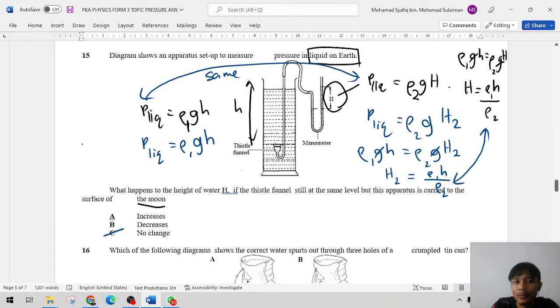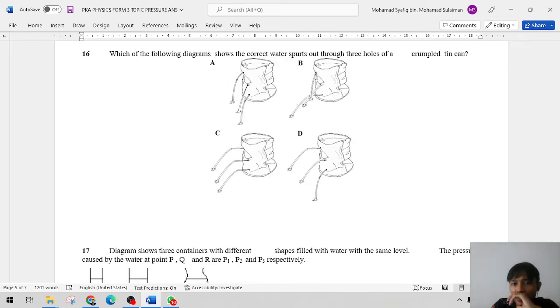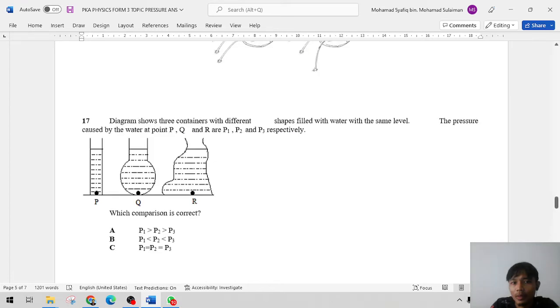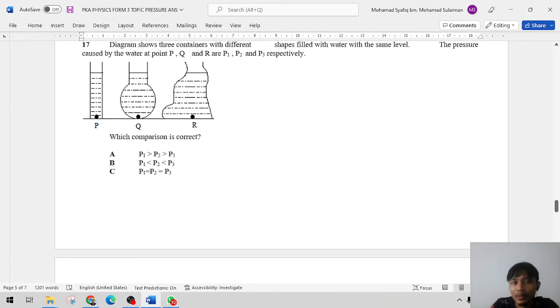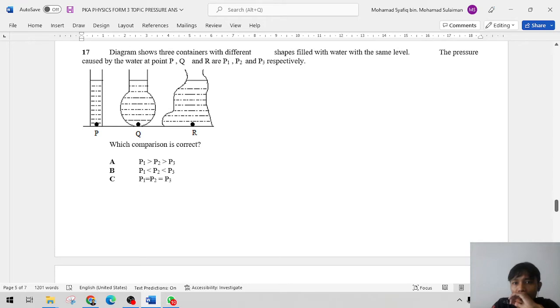Right, number 16, so we have water spurt again from crumpled tin can. So which of the following is correct spurt? Okay, so the answer is B. This one is quite simple. Number 17, so we have different containers but with the same water level.